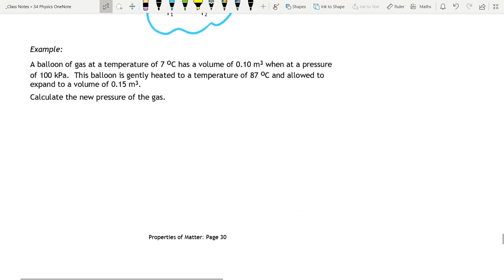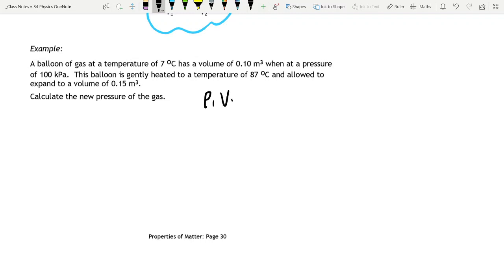So a balloon of gas at a temperature of 7 degrees C, remember we need to change it to Kelvin, has a volume of 0.1 meters cubed when at a pressure of 100 kilopascals. This balloon is gently heated to a new temperature of 87 degrees C and allowed to expand to a volume of 0.15 meters cubed. Calculate the new pressure. Okay, so we want P2. We've been given all the others here. So we know the equation is P1 V1 over T1 equals P2 V2 over T2.